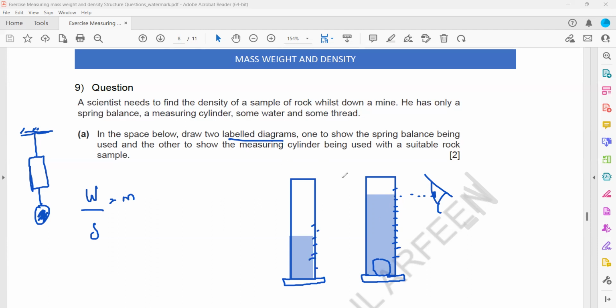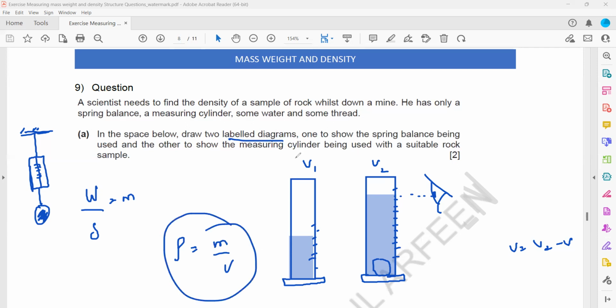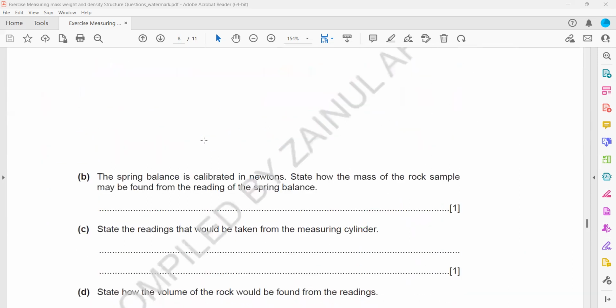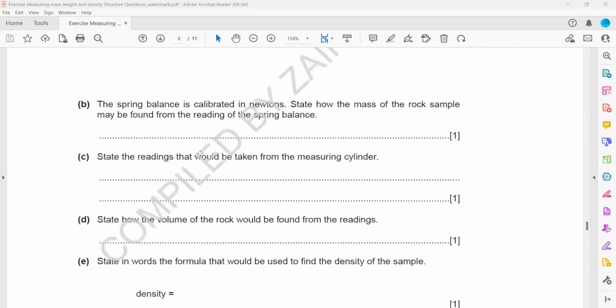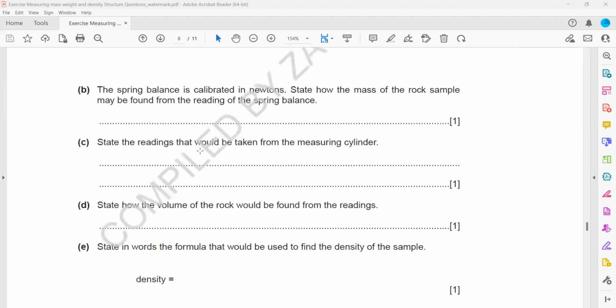So measure the initial volume, measure the volume with the rock, then subtract to get the volume of the rock. Hang it with a spring balance, measure its weight and calculate the mass. Weight divided by gravity will give the mass. And how do we get the density? It will be mass divided by volume. So the spring balance is calibrated in Newton.